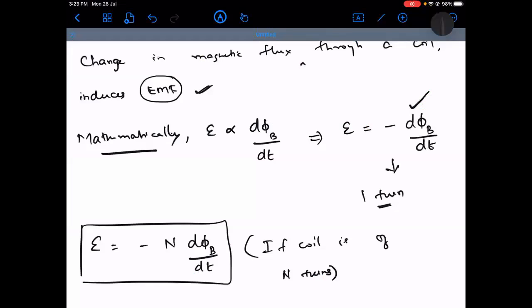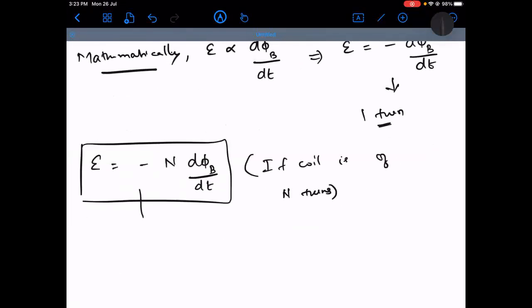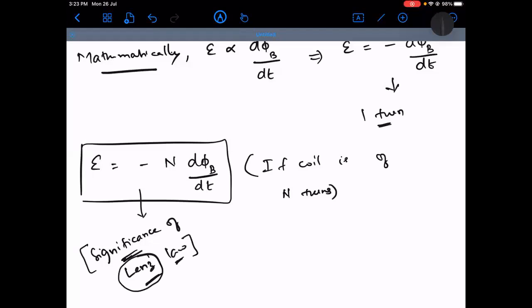So EMF is equal to minus n into d phi B by dt. That's the symbol for EMF. The negative sign I'll explain, because there is another law: the negative sign is actually the significance of Lenz's law. That will be the next law we'll be discussing. Anyway, before that, ensure you write the statement.